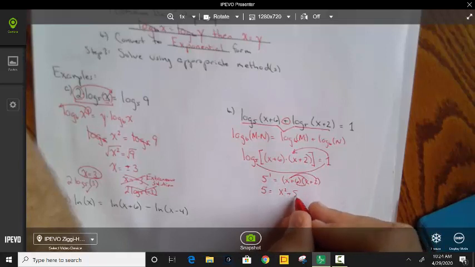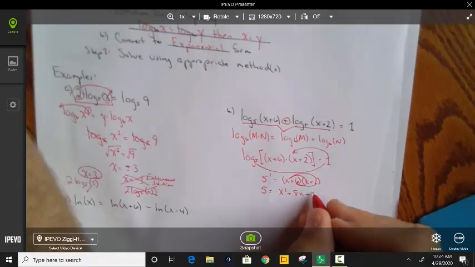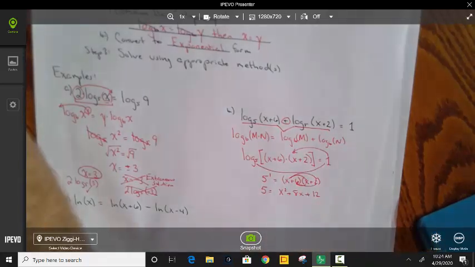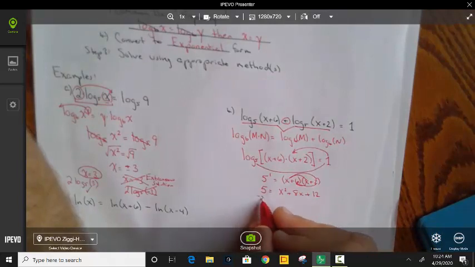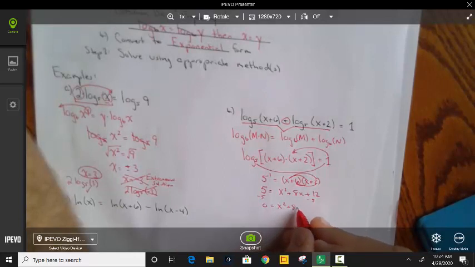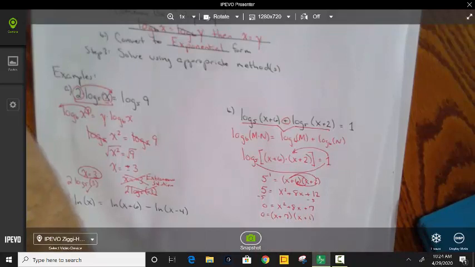And then that gives us 5 equals, multiplying this out gives us x squared. 2x and 6x makes 8x. And 6 times 2 is 12. And then since this is a quadratic, the appropriate method is going to be to isolate it. X squared plus 8x plus 7 equal to 0. And then since there are factors of 7 that make 8, x plus 7, x plus 1. We're going to solve by factoring, and we get that the two answers are negative 7 and negative 1.